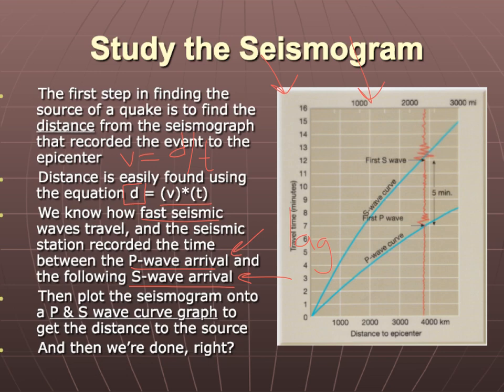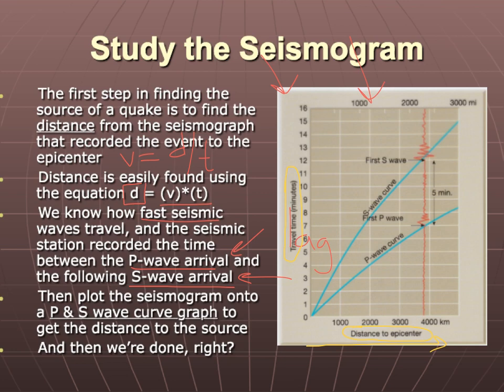Okay, when we use this graph right here, we definitely need to understand what it is that we're looking at. Along the horizontal axis, we have distance. Along the vertical axis, we have time. And that's backwards, or flip-flopped, from most things that you've looked at in both science and in math. But that's okay, because we have plotted the P wave curve and the S wave curve travel time for you. They're both here in blue, and they're labeled.